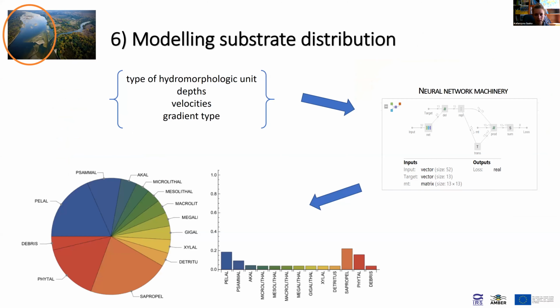And the last thing when we gather the data from big rivers is the modeling of substrate distribution. When we have the type of units, depth and velocities in this unit, and the gradient type of the section, we can put those data into a neural network, and then we can export it, and we have the distribution of substrate in this unit.